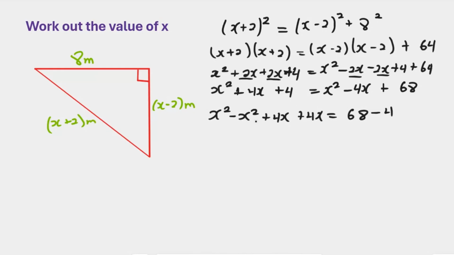So x squared minus x squared will give me 0. 4x plus 4x will give me 8x equal to 68 minus 4 will give you 64. So I just have to divide here by 8, here too by 8, and 8 can cancel 8. 8 can go into 64 8 times. So x is equal to 8. That is how we can find the value of x. Let's take our next question.